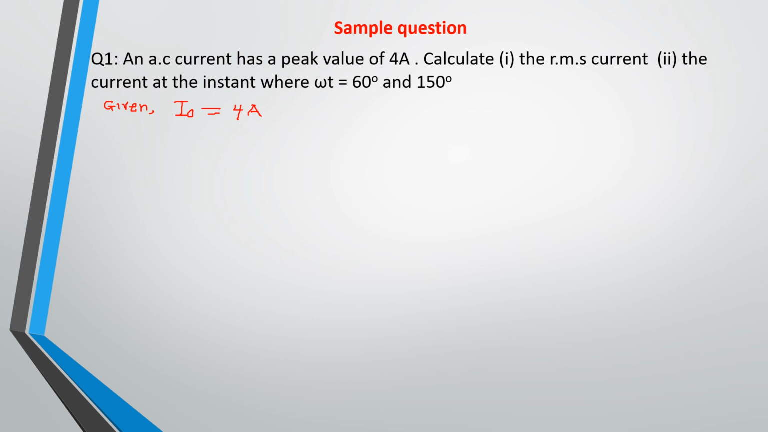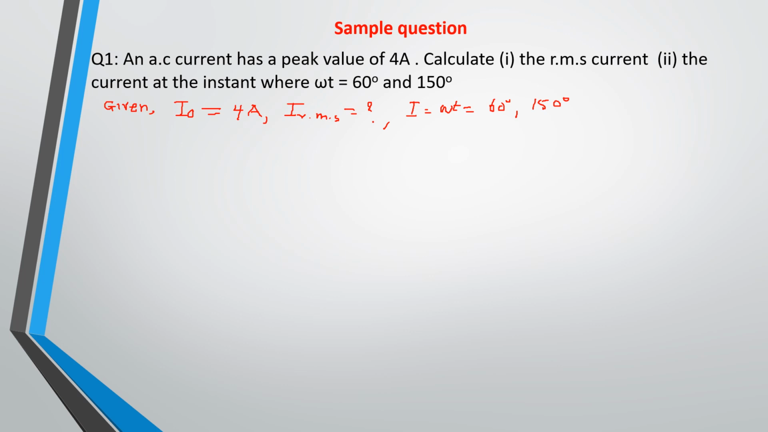That is all that is given to you in this particular question, and you are asked to find, first of all, I r.m.s, which is the root mean square value of the current. Then you are asked to find I, the instantaneous current, when ωt, the wave angle, is equal to 60 degrees and 150 degrees. So these are what are given to you in this question.